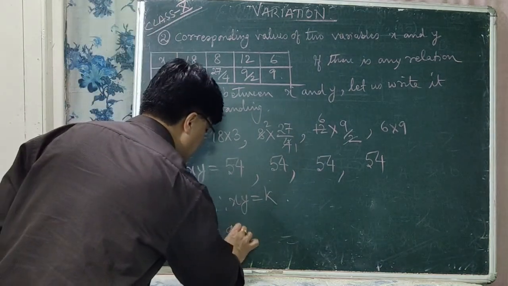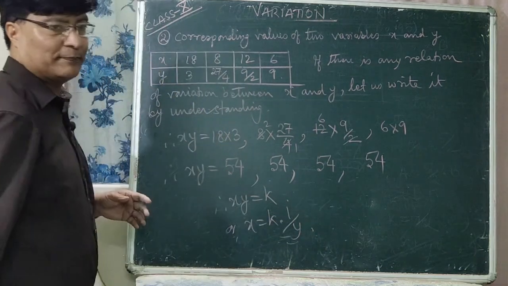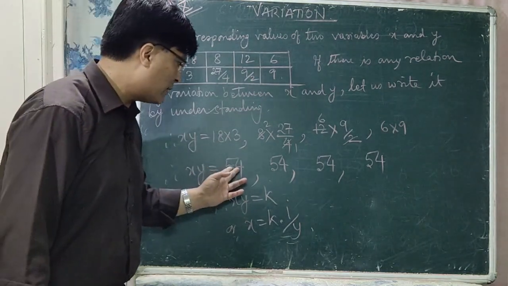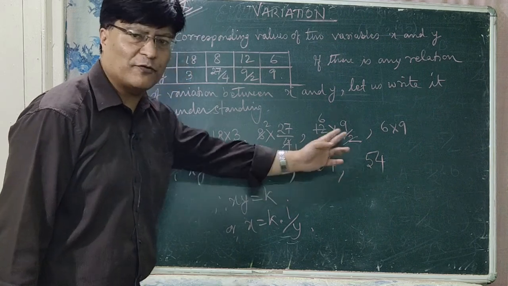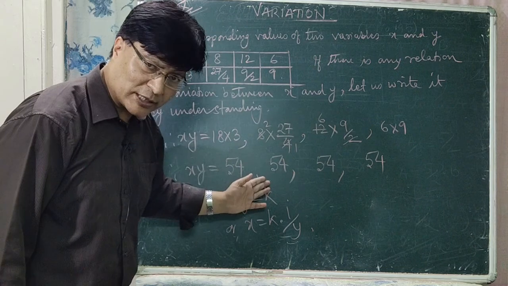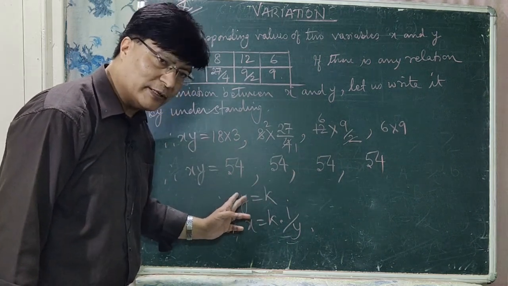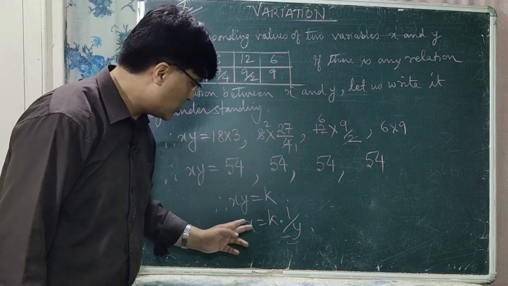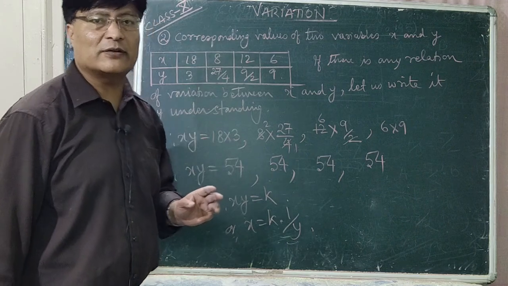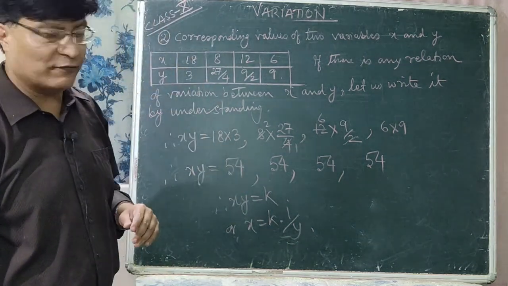Or you can write x is equal to k into 1 upon y. Since we have got here 54, 54, 54, 54, which is the same value, it is a constant quantity. So we can write that the product of the two variables x and y is equal to constant k. So x is equal to k into 1 upon y. So here k is a constant of variation. So what is the value for k out here? k is equal to 54.